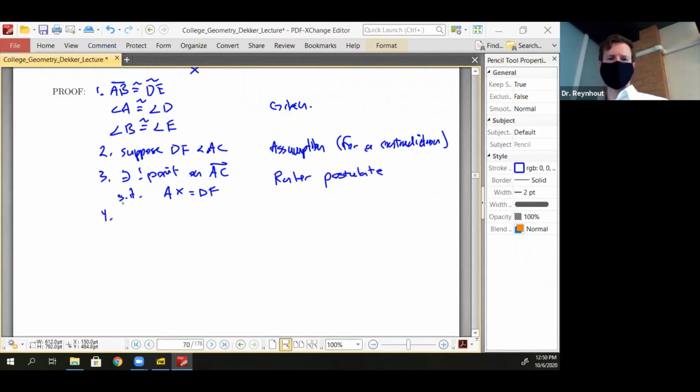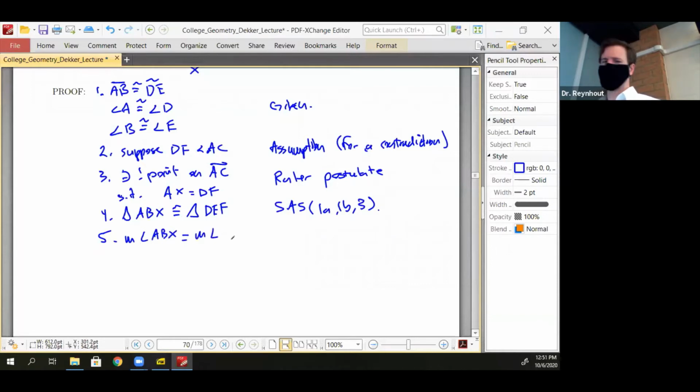All right, so the next step is exactly what we said. Triangle ABX is congruent to triangle DEF. And this is given by side, angle, side, looking at side AB, this guy, and then the angle that we're interested in is angle A. So 1A, 1B, and then 3. There we go. Excellent. So that tells us that the measure of angle ABX is equal to the measure of angle DEF. Yes, DEF. And that is because of the definition of congruent triangles.